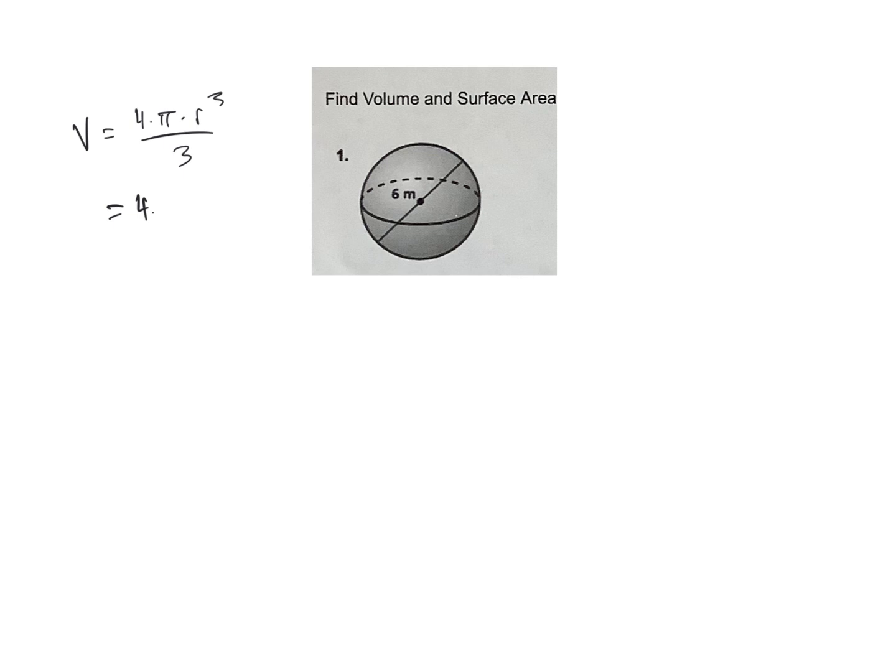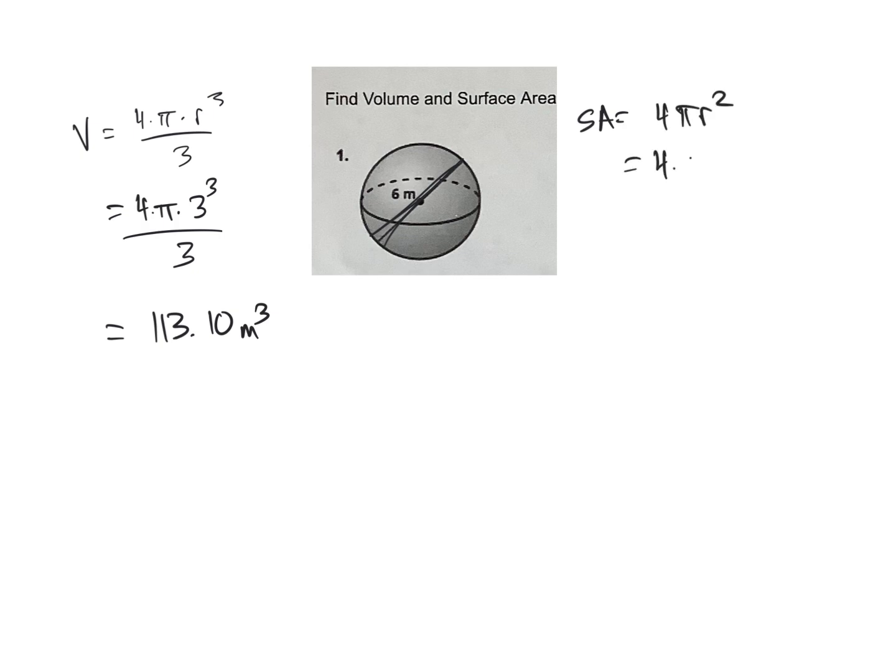So we take 4 times pi times 3 cubed over 3. 6 is the diameter, so 3 is the radius. So we cube 3, and that gives us 27 times pi times 4. That's 339. Then we divide by 3. And our volume of the sphere is 113.10 cubic meters.